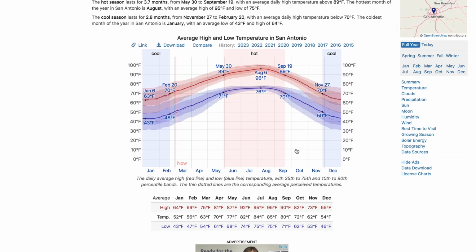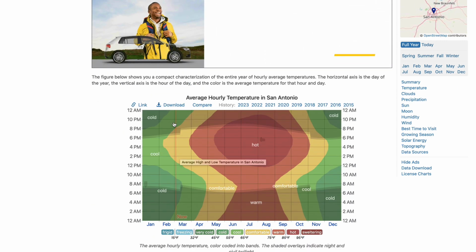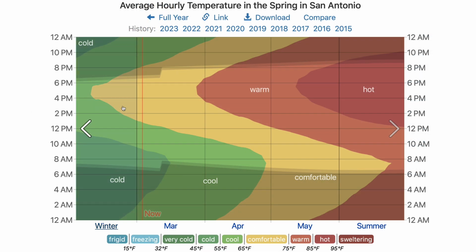Average temperatures, you can see right now we're in early March and we're in the 80s, mid to upper 80s. We're above average for our temperatures and even above average for our low temperatures for the most part. So the one I really want to take a look at is this one. This to me is the coolest part of this website, the average hourly temperature for San Antonio.